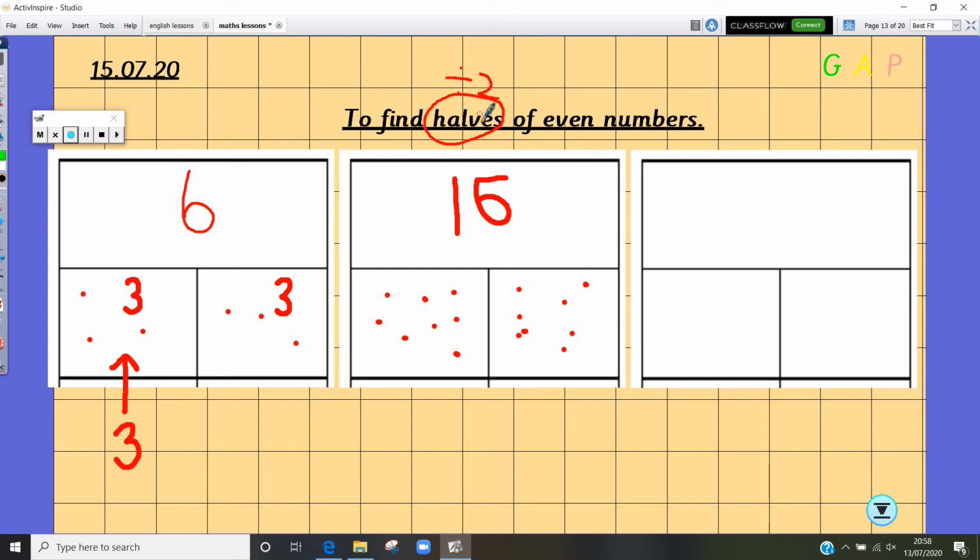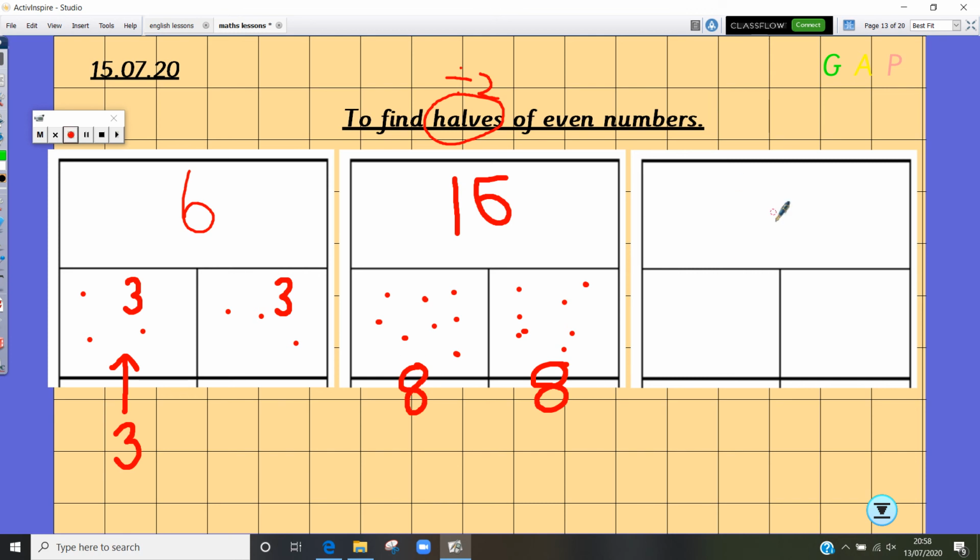Okay, now I need to find out what half of it is, which is this side here or this side here. It really doesn't matter. Let's count them. 1, 2, 3, 4, 5, 6, 7, and 8. So I know that half of 16 is 8. Okay, and I know it's the same number because 8 add 8 is 16. Okay, or 16 shared by 2 is 8. So we can do the inverse as well.